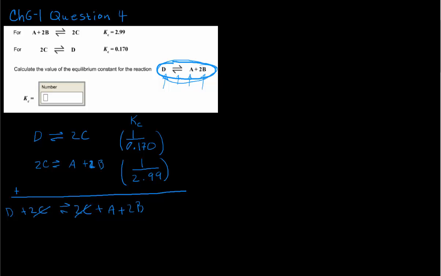You might think we just add these two equilibrium constants, but we don't. We multiply them. So the equilibrium constant for the reaction that I want is going to be these first two equilibrium constants, one for each reaction, just multiplied together. So 1 over 0.170 times 1 over 2.99. And that should lead me to my answer. So remember, when we combine equations, we multiply equilibrium constants. Anytime we flip a reaction around, we take the inverse of the equilibrium constant.